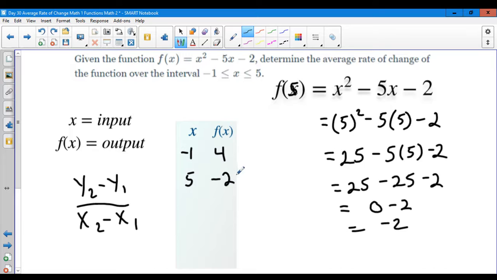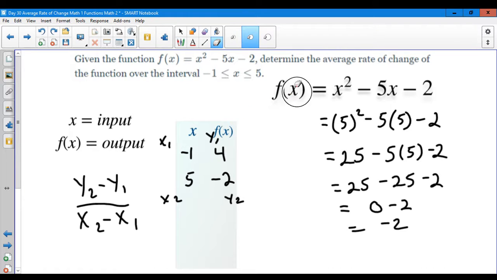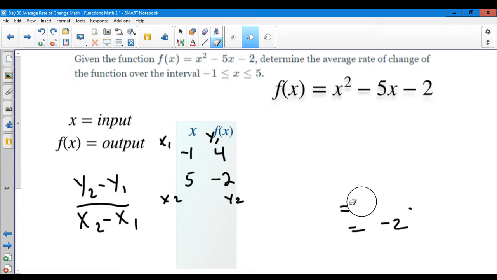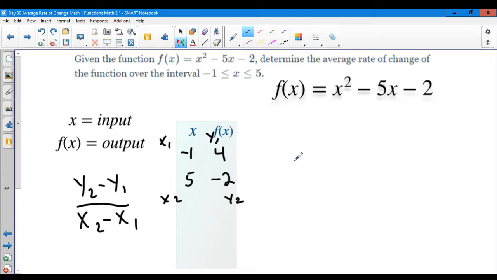So now we have our x1 and y1 and our x2 and y2 that we can place into this slope formula to find our average rate of change over this interval. We'll do that and we'll be done. So our y2 is -2. The rule is to subtract the other y value, which is 4, or the y1. And on the bottom in our denominator, we have the x2, 5.